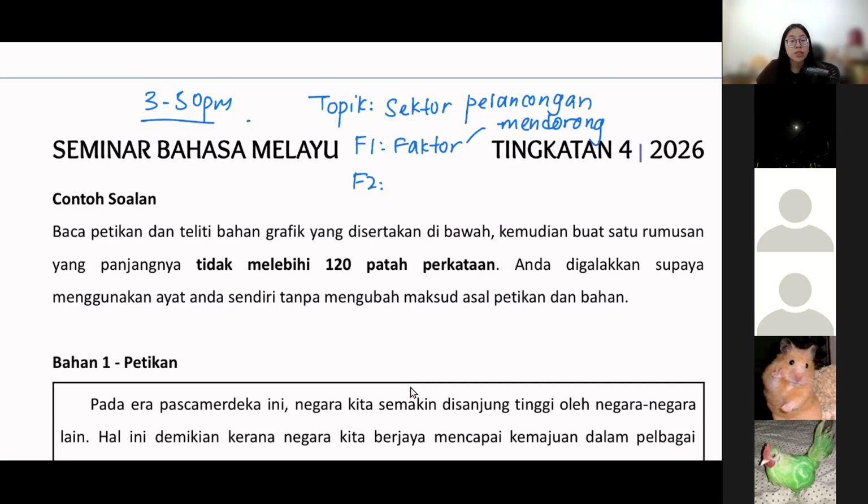Focus yang kedua, what is your kata kunci? And you need to learn how to find all this because 30 marks here, the answer is actually inside here. Fokus pertama already is faktor mendorong pelancong. Then what is the second? Okay, cara, yes, correct. But I cannot say cara sektor pelancongan. Cara apa sektor pelancongan?